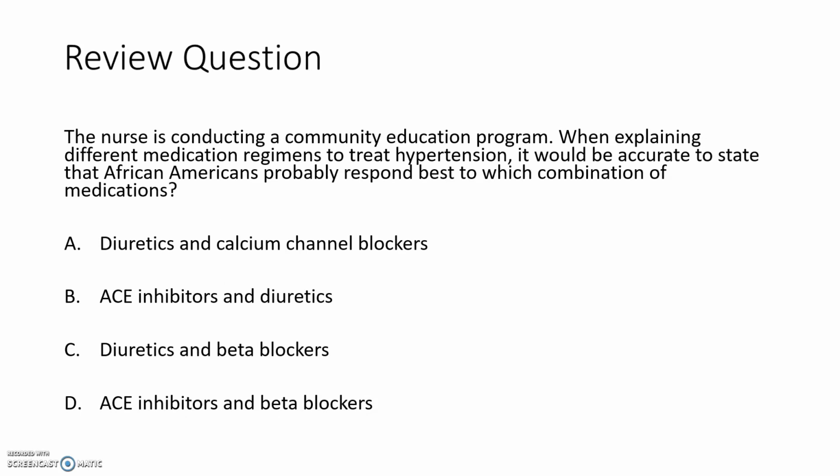The nurse is conducting a community education program explaining different medication regimens to treat hypertension. It would be accurate to state that African Americans probably respond best to which medication? As mentioned, diuretics are first line for hypertension, and also calcium channel blockers. African Americans do not respond well to ACE inhibitors, but calcium channel blockers work well, and diuretics work well for African Americans.